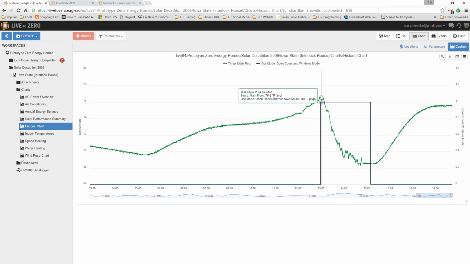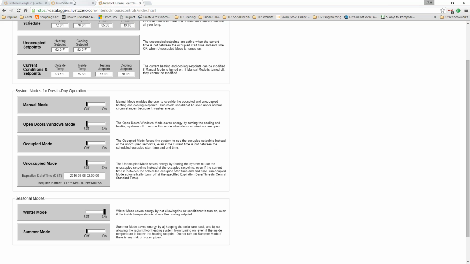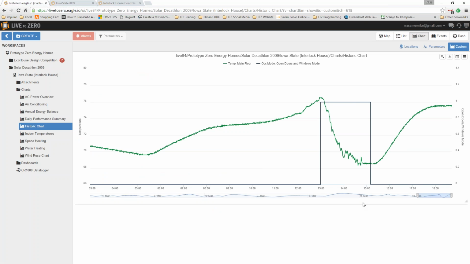So they opened the windows at 1 o'clock, and then the temperature dropped right away because it must have been pretty cool outside, or maybe windy, which was forcing the cooler air inside. And it dropped all the way down below the 72-degree set point to 68. And then they probably got cold. They closed the windows and they did what they're supposed to do, which is turn off open doors and windows mode. But then the heat immediately kicks on until it gets back up to 72. Interesting. I haven't seen this before.